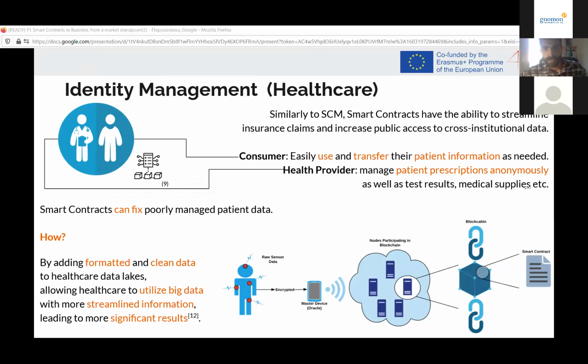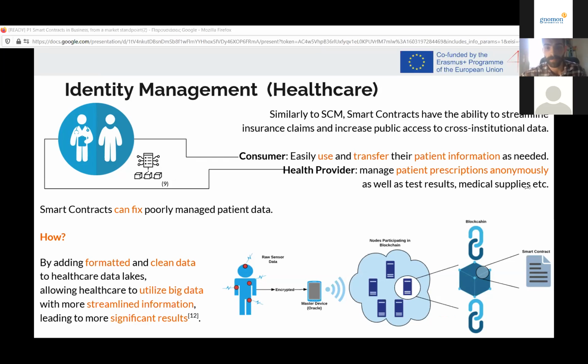Another important utility of smart contracts is identity management. And we find great implementation of this asset in the healthcare industry. Similarly to supply chain management, smart contracts have the ability to streamline insurance claims and increase public access to cross-institutional data. Since information on the blockchain cannot be manipulated, because it's immutable and permanent, storing personal health records can ensure additional privacy and confidentiality, of course. This can allow consumers to easily use and transfer their patient information if needed. On the health provider side, this decentralized ledger system can be utilized to manage drug and care supplies, as well as test results, very sensitive data.